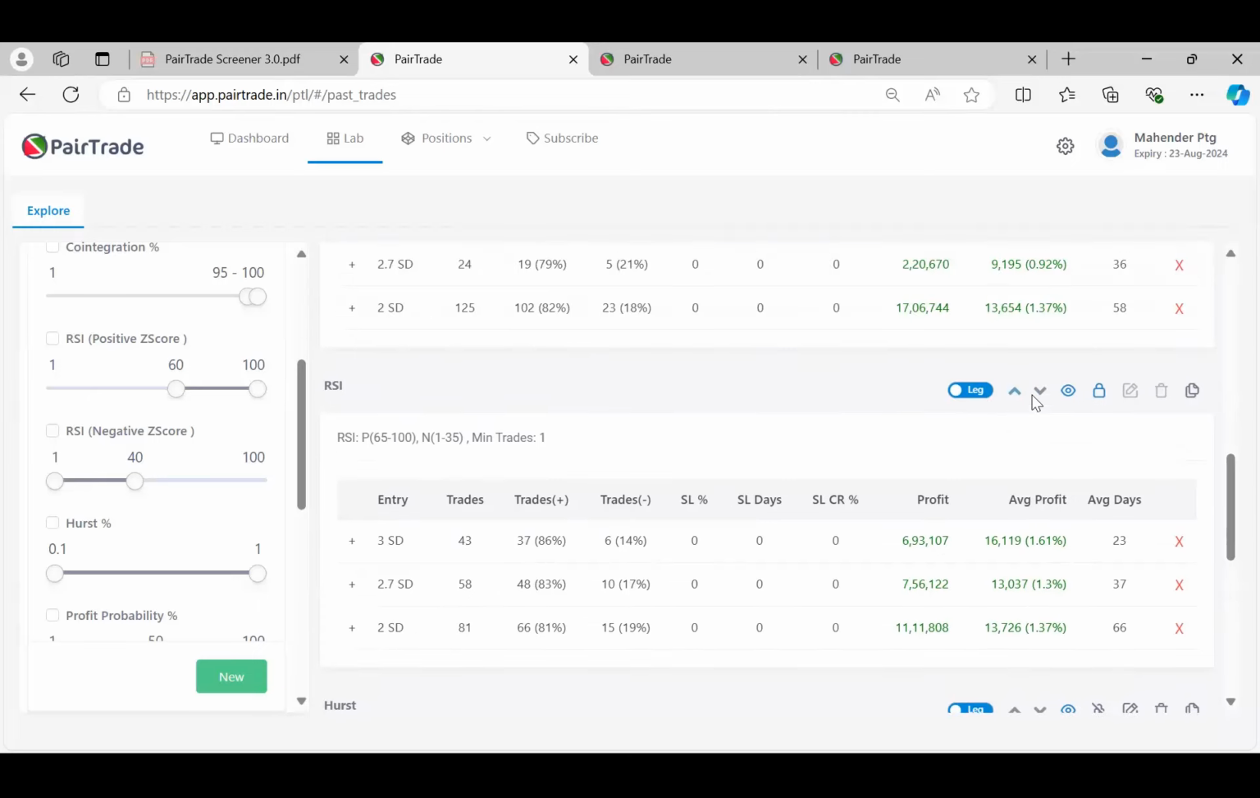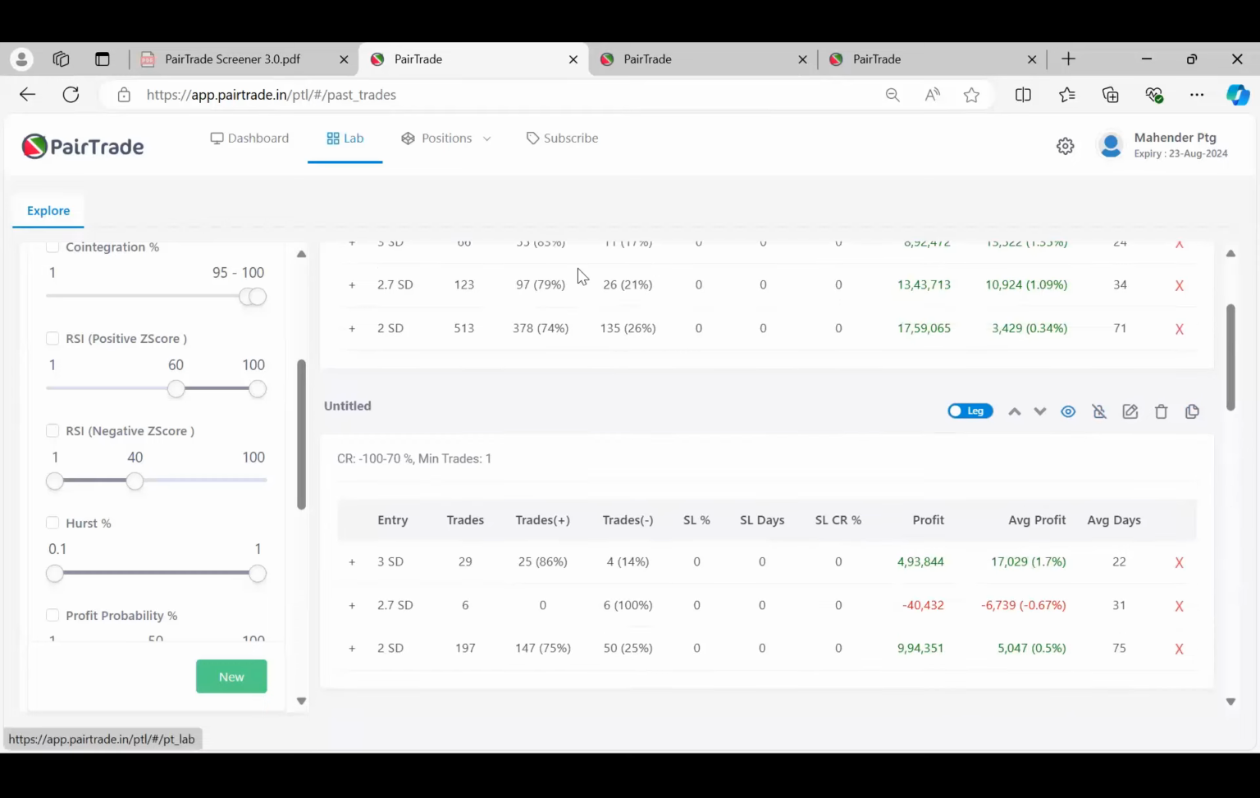So leg-wise, lot-wise, up, down, add to the watch list. If you are adding to the watch list only, it will be visible in the dashboard. Otherwise, it won't be visible. Locking, edit, delete and duplicate. Okay, we'll look at the other combinations which are already there.